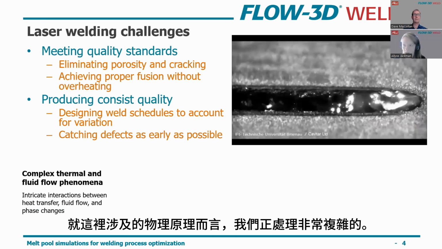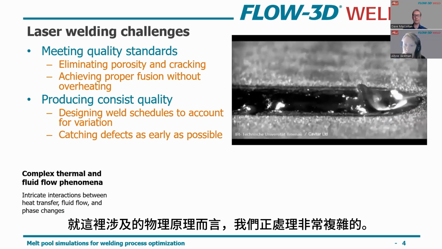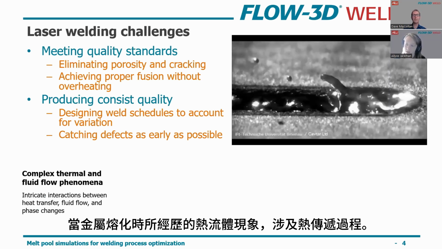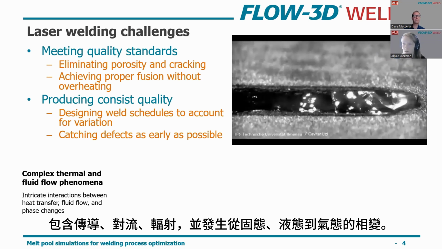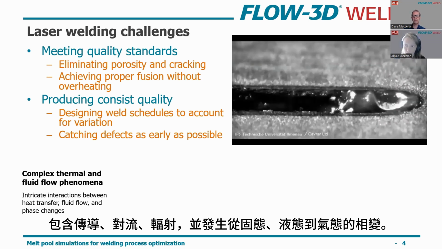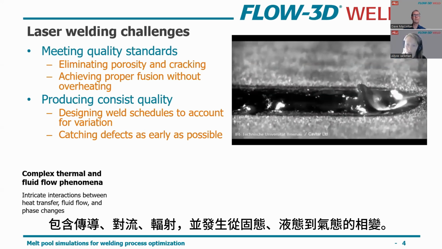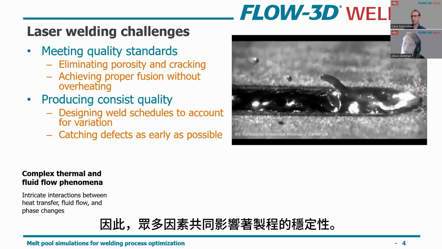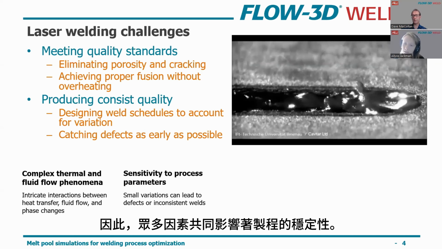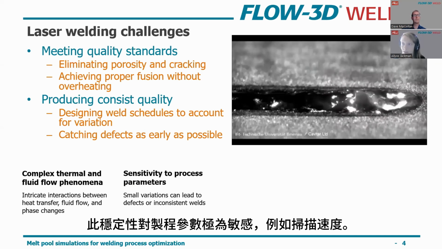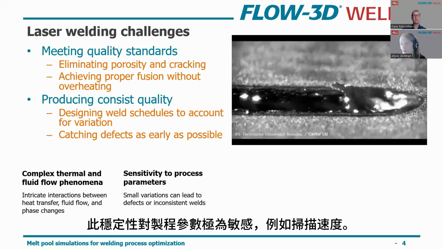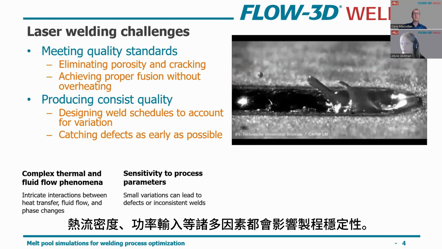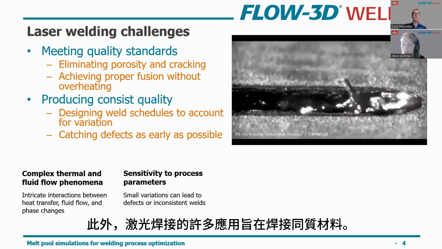So in terms of the kind of physics at play here, we're looking at very complex thermal and fluid flow phenomena. When you're melting a metal, it's undergoing heat transfer, conduction, convection, radiation. There's phase changes happening from solid to liquid to vapor. So there's a lot at play here that is going into the stability of the process. And then this stability is very sensitive to the process parameters. So what speed you're going at, what heat flux you have, the power delivery. There's a lot of different factors that play into the process stability.